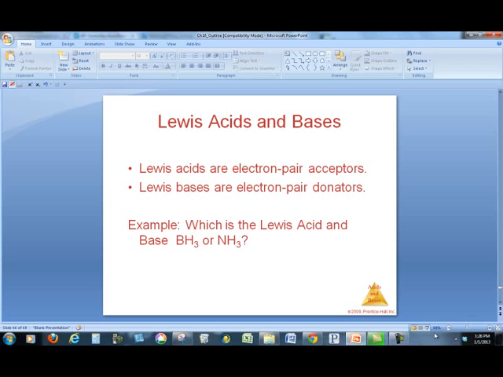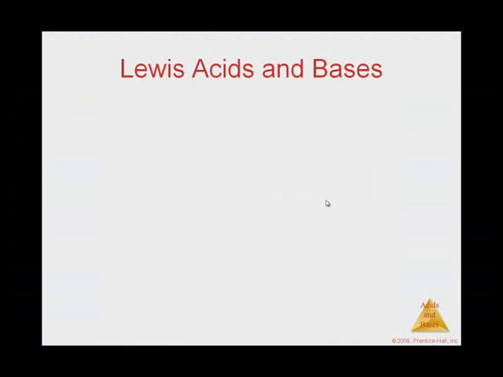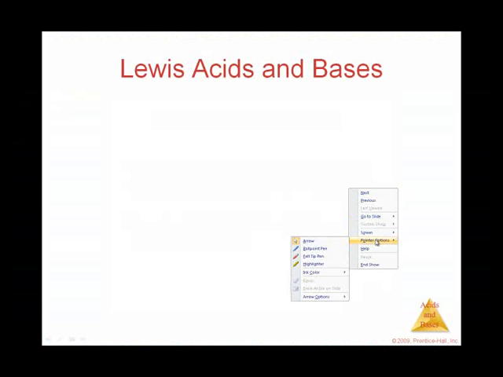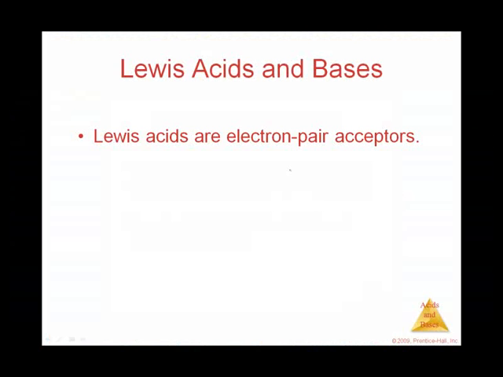Okay, in this podcast we're going to take a quick look at Lewis acids and bases, which are important in organic chemistry, but we just want to make sure you can identify what is a Lewis acid and what is a Lewis base. So Lewis acids are electron pair acceptors, and as you can imagine, Lewis bases are the opposite. They're going to be electron pair donors.